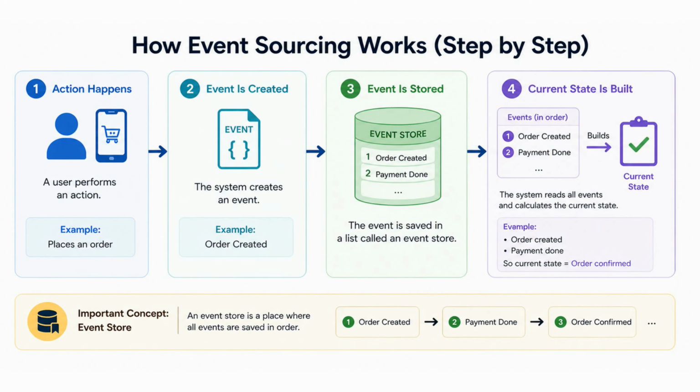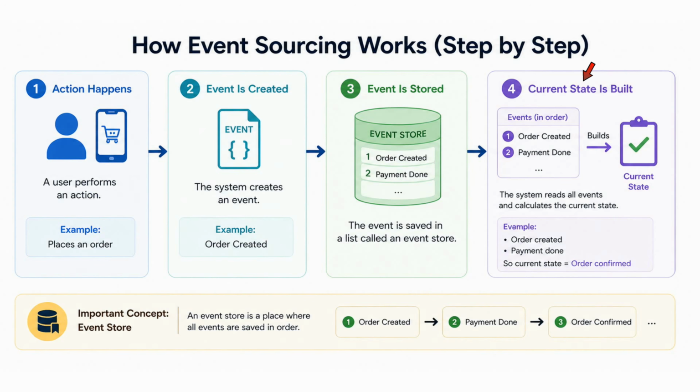Now we will see how event sourcing works. Step 1. Action happens. A user performs an action. For example, user places an order. Step 2. Event is created. The system creates an event. For example, order created. Step 3. Event is stored. The event is saved in a list called event store. What is an event store? An event store is a place where all events are saved in order.